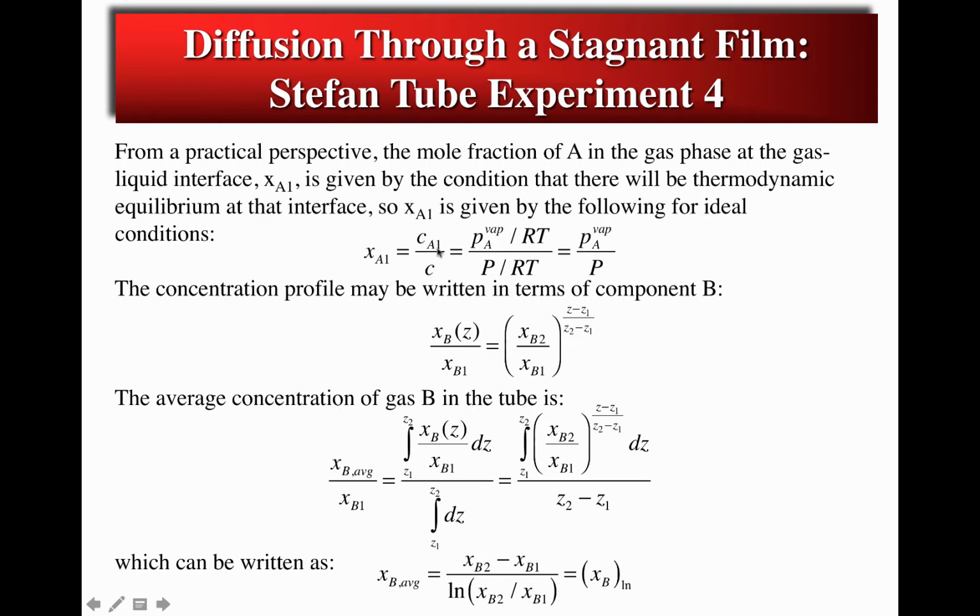And the concentration of A in the gas phase at the gas-liquid interface above a pure liquid A is given by ideal solution theory as just the vapor pressure of A divided by RT. This is essentially Raoult's law, if you will. And the total molar concentration in the gas phase for an ideal gas is just given by the total pressure over RT. And so that gas phase mole fraction of A at the liquid vapor interface is the vapor pressure of A divided by the total pressure.